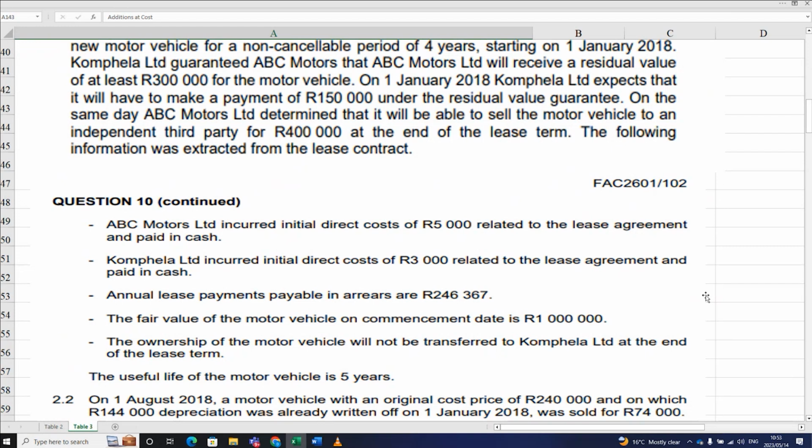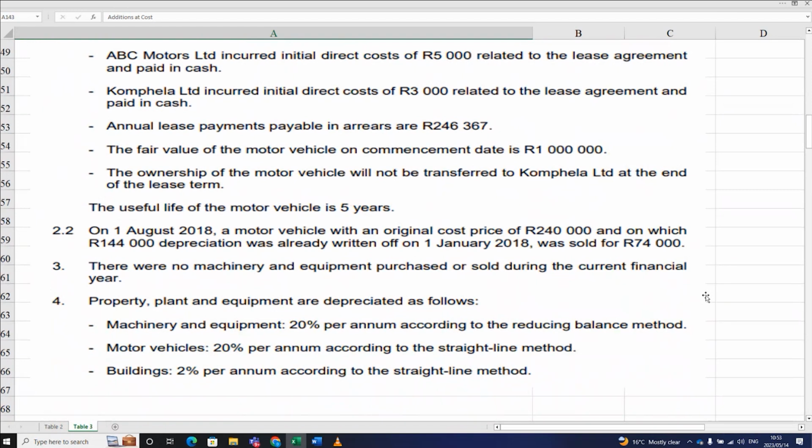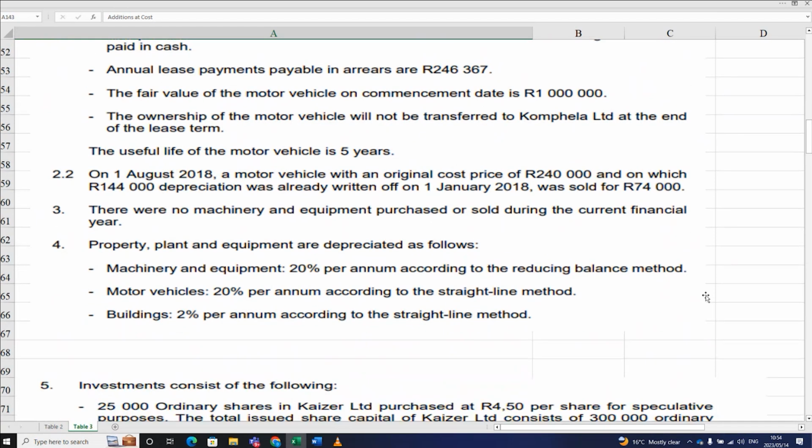Okay, and then these are the direct costs that ABC Motors incurred, and then Compeller incurred initial direct costs of 3,000 related to the lease agreement. Annual lease payments in arrears are 246,367. The fair value of the motor vehicle on commencement date is 1 million. Ownership of the motor vehicle will not be transferred to Compeller at the end of the lease term.